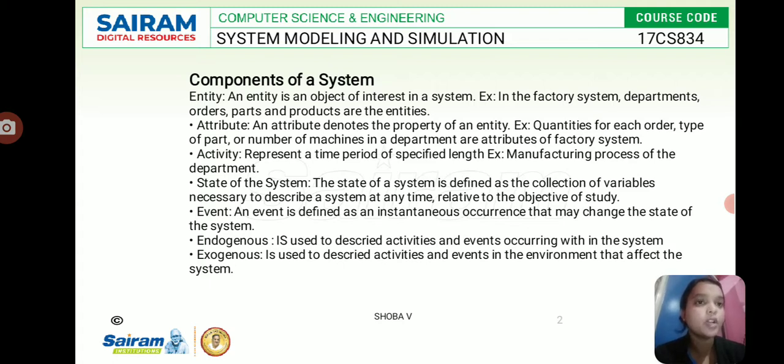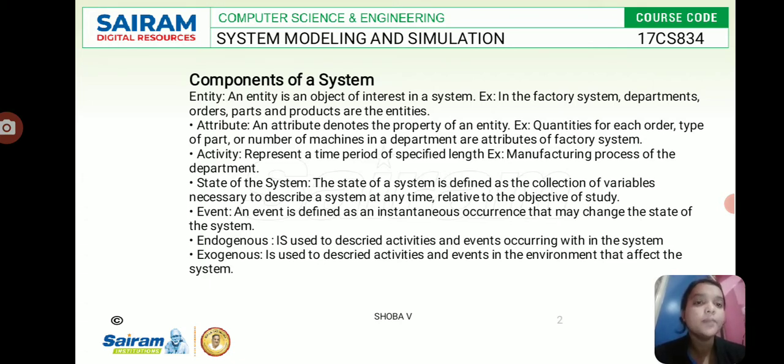Entity is an object of interest in a system. For example, in a factory system, departments, orders, parts and products are the entities. If you are going to study the department as an entity, then the number of systems or number of computers is a characteristic or property of the entity. Next is attribute. Attribute denotes the property or characteristic of an entity. For example, quantities for each order, type of part, or number of machines in a department are the attributes of a factory system.